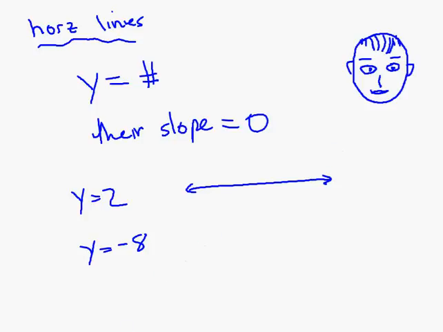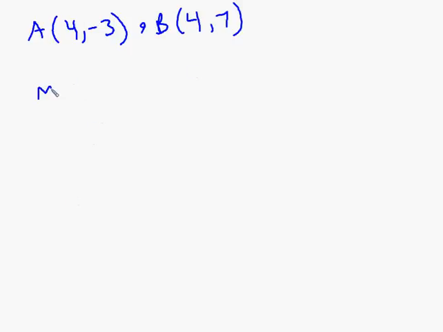All right, anyways. Let's go on. Vertical lines. Well, let's do a slope. So let's say point A is (4, -3), and point B is (4, 7). So I find my slope. That's change in y, so that's going to be -3 minus 7, all over change in x, that's going to be 4 minus 4, and I get -10 over 0.